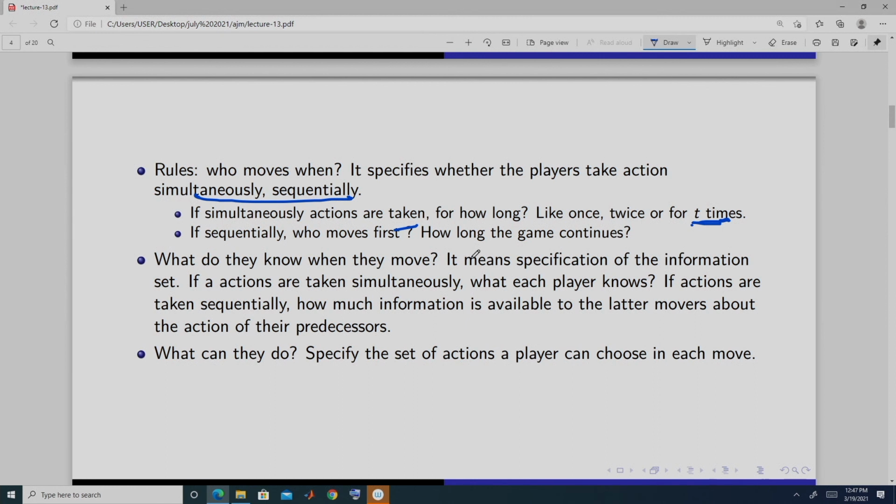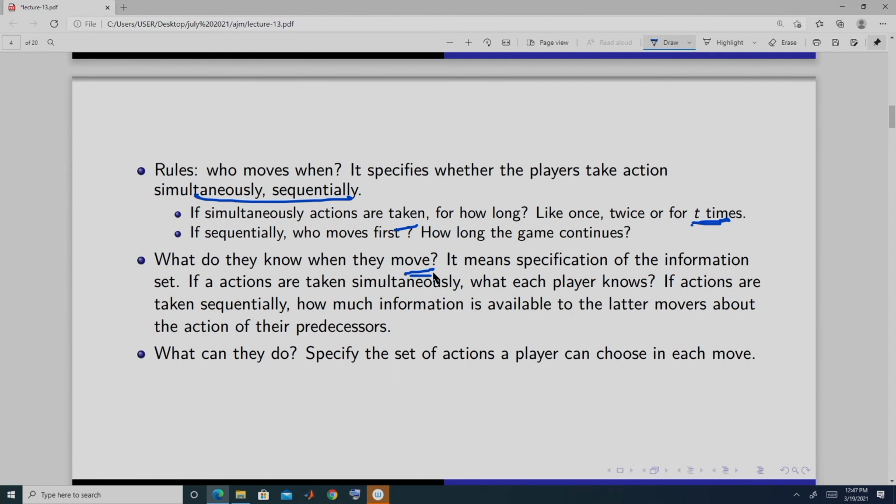Each player is going to choose as long as there is no winner or there is any vacant place to be marked. So, in a sequential game we have to define who moves first or who moves second, and how long the game is going to continue, or how long the players are going to choose their actions. Now, what do they know when they move? It means the specification of the information set.